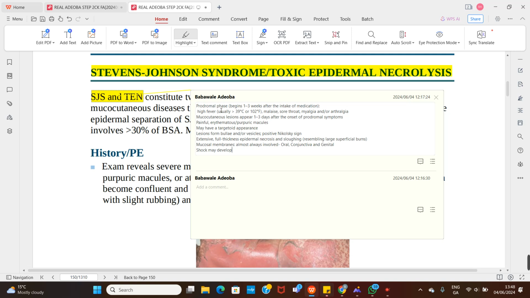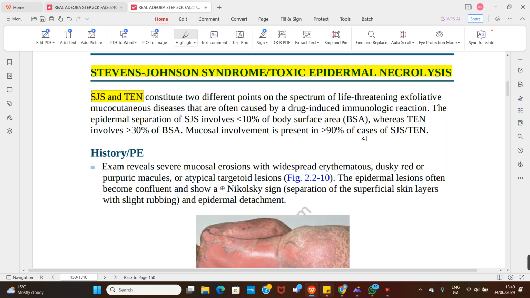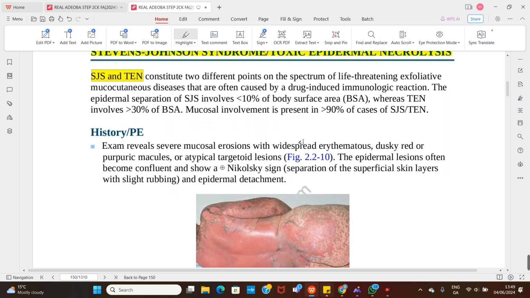People with SJS TEN, because of the widespread sloughing off of the skin, have a very high chance of fluid loss, and they can go into hypovolemic shock as fast as possible, and they can also have septic shock because the immunologic barrier is gone. There's more like a very good potent source for microbes to thrive. There's avascular skin, and the immunologic barrier is lost. Microbes can easily translocate, and the individual can get septic shock. So that's that about SJS TEN.